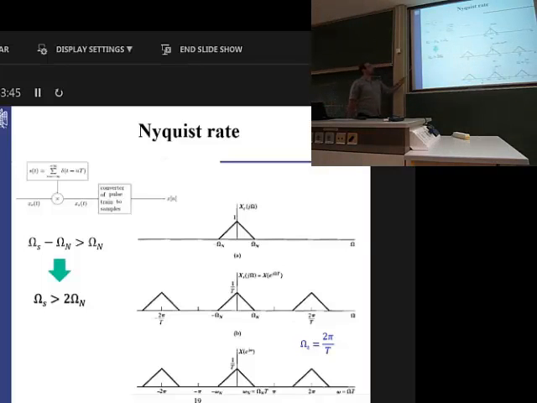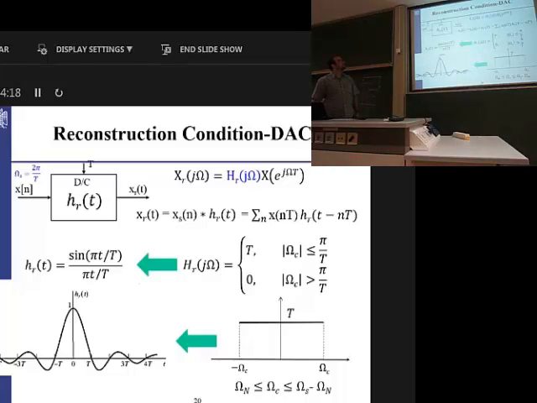Or if we use the frequency f in hertz, we say that fs, the sampling frequency, should be at least 2 times bigger than the maximum frequency of the signal. This is called the Nyquist rate. So that's the requirement of sampling if you want to get the signal back without any changes, without being corrupted. That's called the Nyquist rate. Any questions so far?